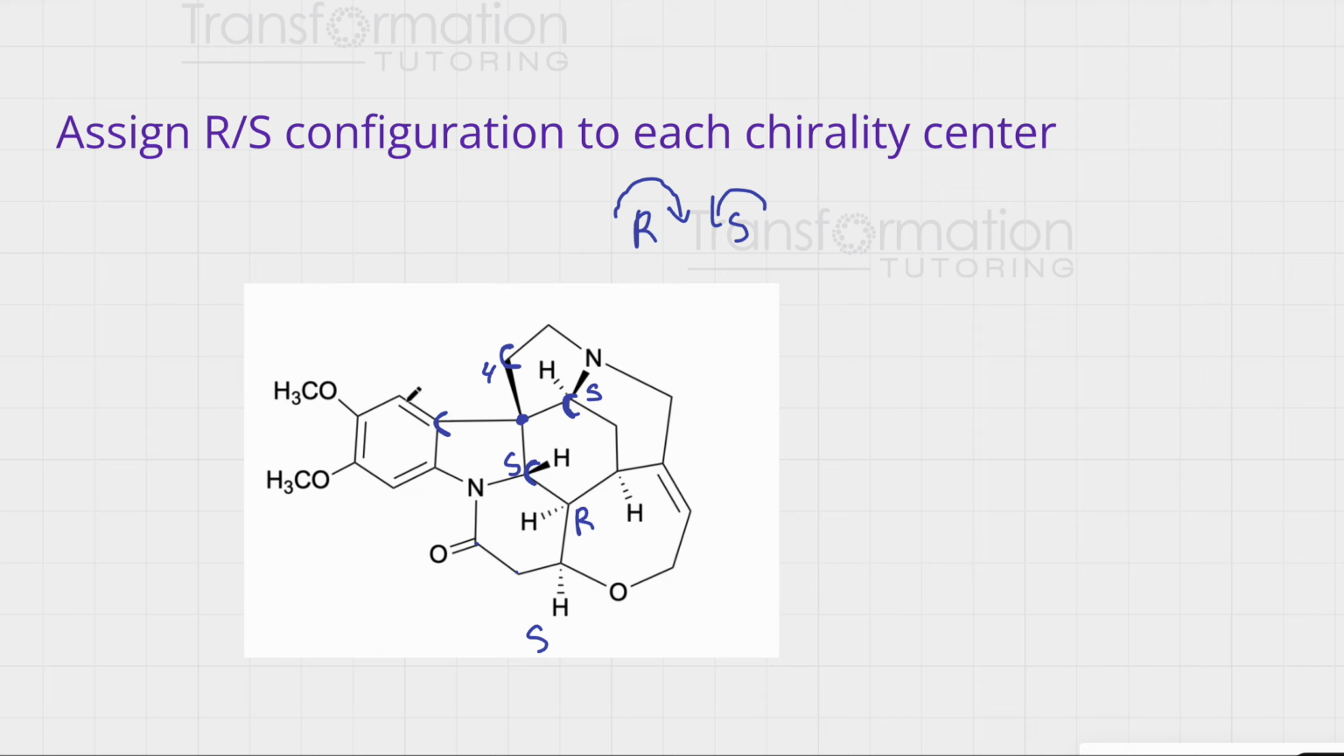Now, this carbon is attached to carbons only, but this carbon is attached to a nitrogen and a carbon, and this carbon is attached to a nitrogen and another carbon. So this one will lose out also. This will get number 3. Between these 2 carbons, this nitrogen is attached to a C double bond O, but this nitrogen is not attached to a C double bond O.